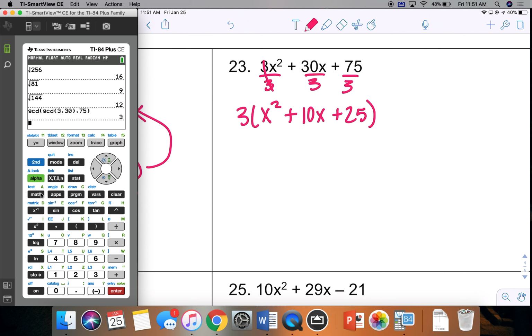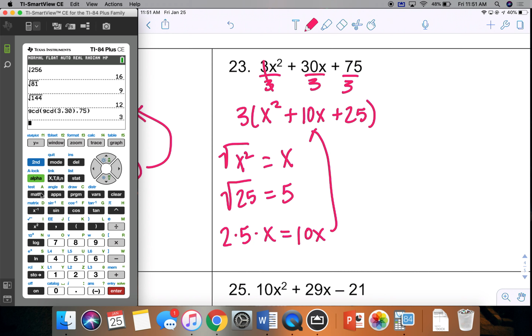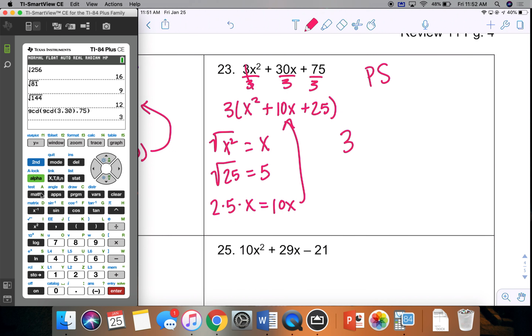And then I do notice that the first term and the last term can take the square root. So the square root of x squared is x. The square root of 25 is 5. And then that middle term, if I do 2 times 5 times x, I get 10x, which is the middle term. So this is a perfect square. So GCF goes in front, square root of the first term, square root of the last term, sign of the middle term, squared.